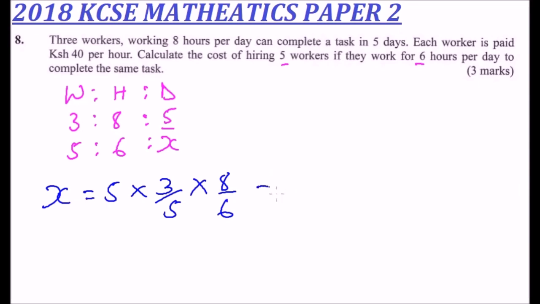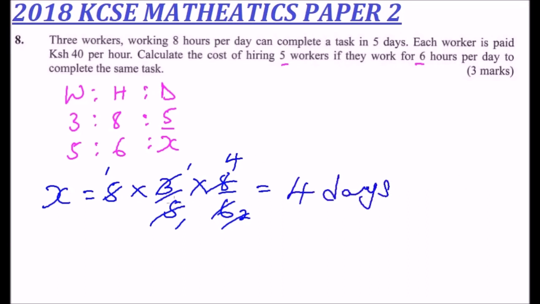So when you work that out, 5 divided by 5 is 1, then we have 3 divided by 6 divided by 3 is 2, the 3 is 1, so we have 8 divided by 2 is 4, so it equals 4 days.